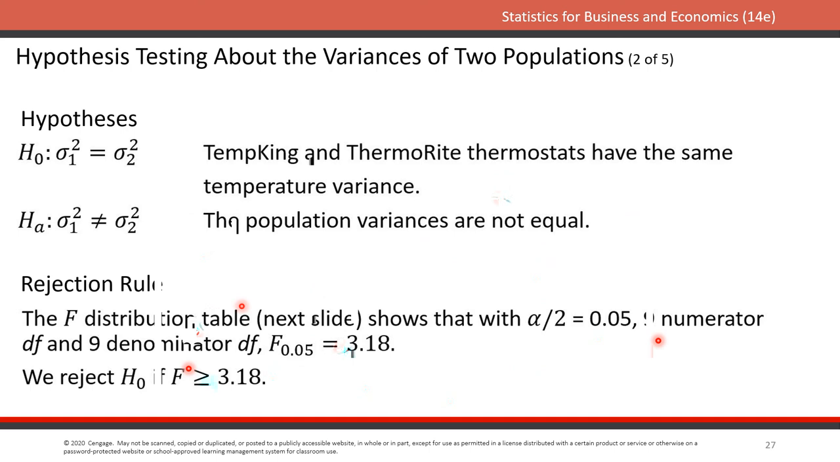If I draw out the picture, this is where my cut is going to be, at 3.18. And then, again, everything to the right is reject. Everything to the left is fail to reject. In fact, I don't think I have a pretty picture for this one, so you're going to have to deal with that. And then we're going to see, is the test statistic s sub 1 squared divided by s sub 2 squared bigger than 3.18, and do we reject that they're the same, or is it smaller than 3.18, and do we fail to reject?